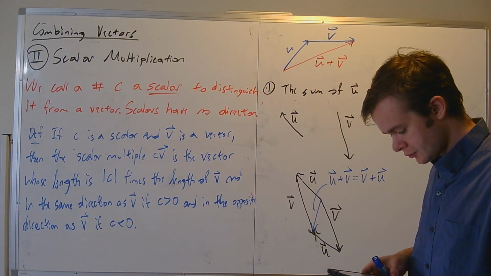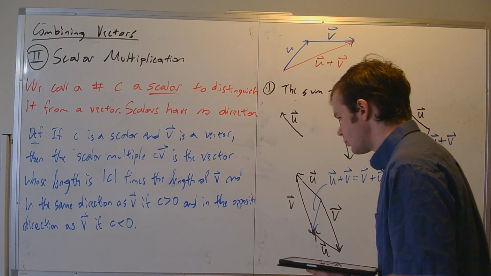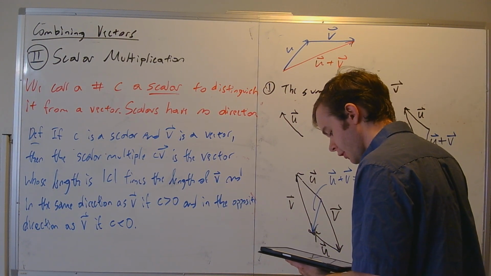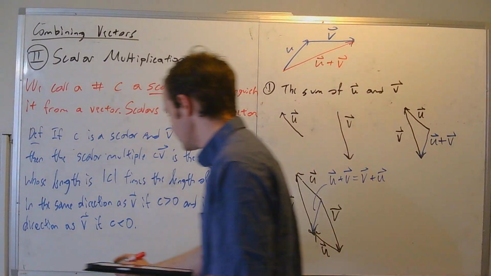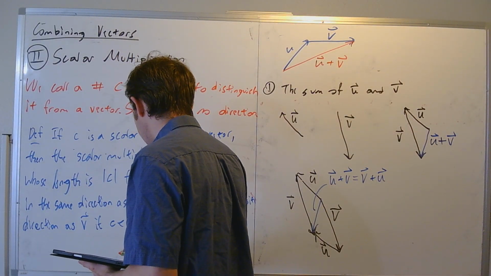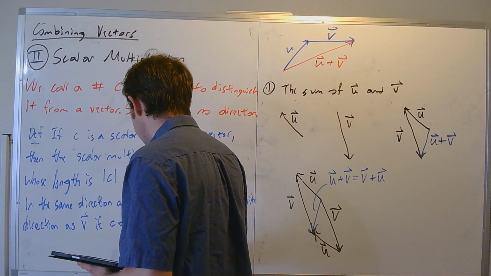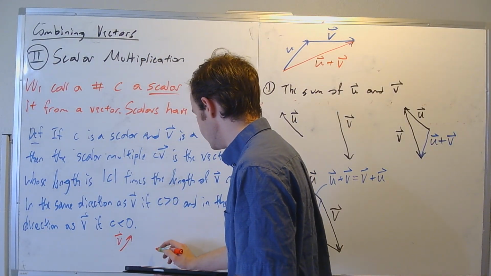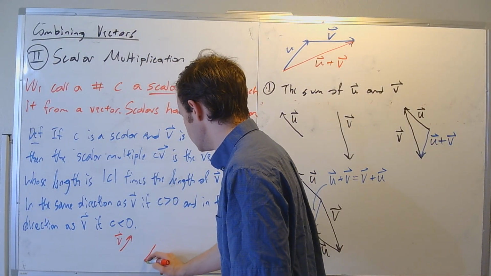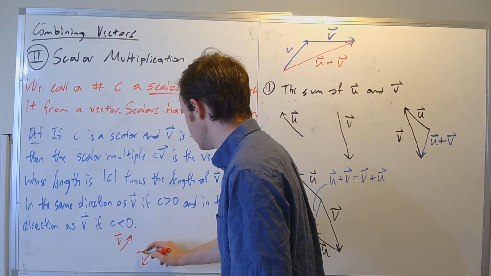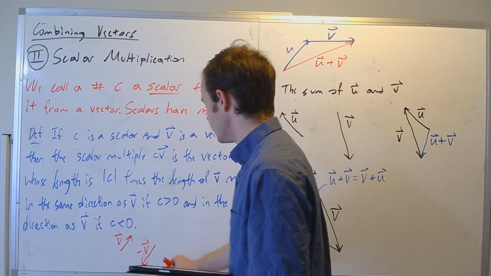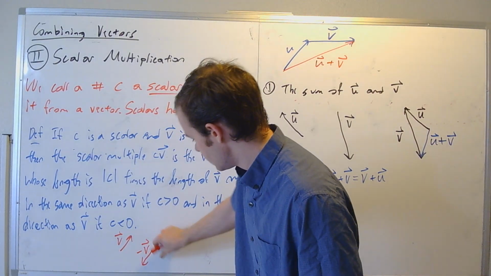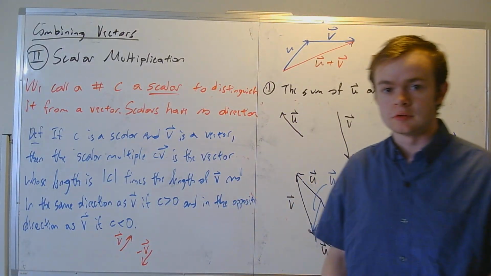Okay. So let me just write down what this looks like for vectors. Let's say that this is our vector. Let's say that this is V. Then if we want negative V, then we just have to flip the direction, right? So this would be negative V, right? The length should be the same. This is the same length, but opposite direction.